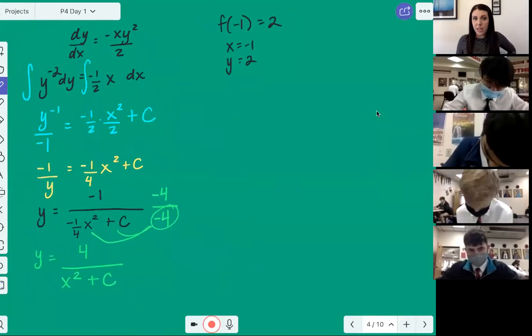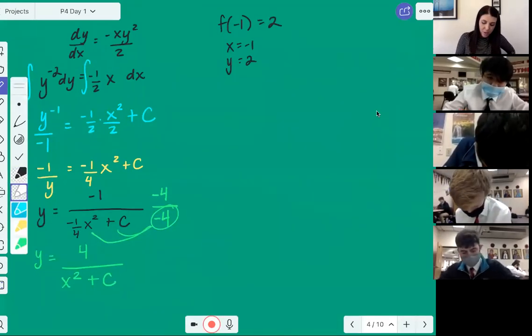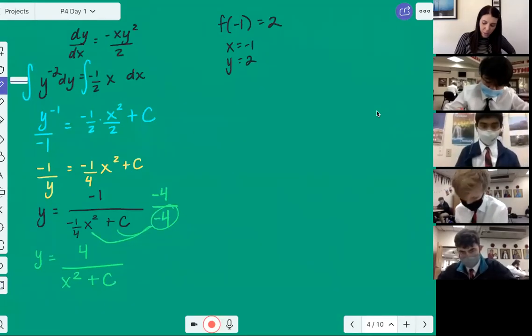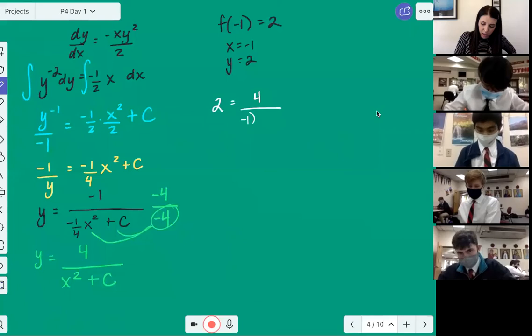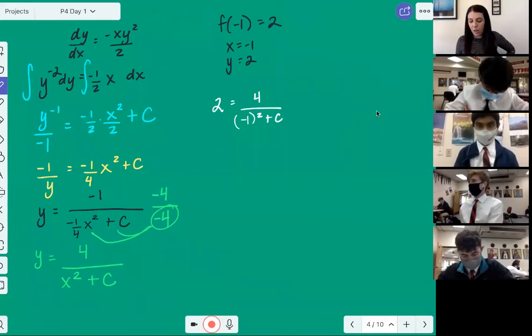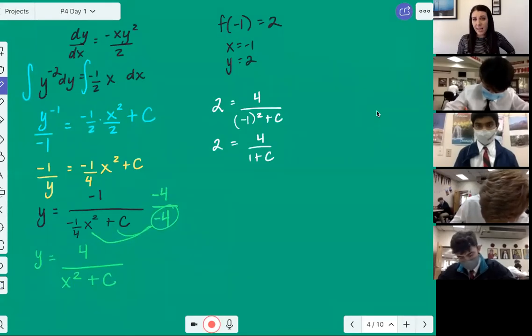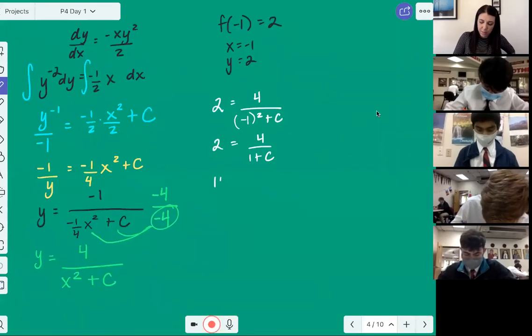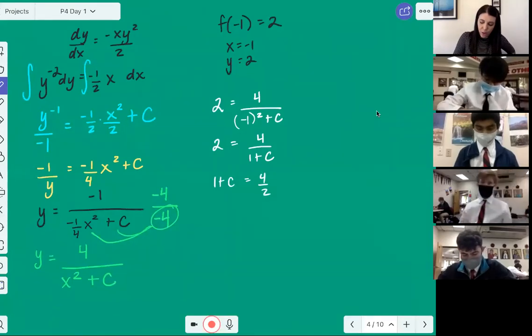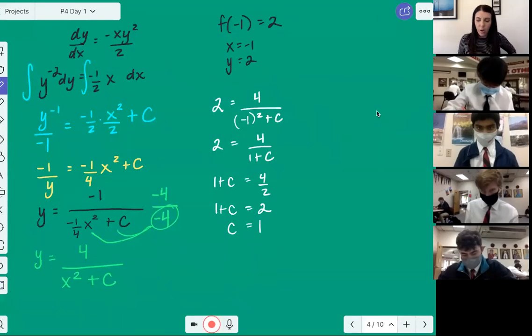It's so helpful just to take a moment and write it that way. Okay, now we're going to plug that in. So when we plug that into our equation, we get 2 is equal to 4 over (-1) squared plus c. We're trying to solve for our c. We get 2 is equal to 4 over 1 plus c. Kind of like we did for y a second ago, we're going to multiply the denominator up and then divide the 2 over. So we get 1 plus c is equal to 4 over 2. 1 plus c is equal to 2. Subtract the 1, c equals 1.